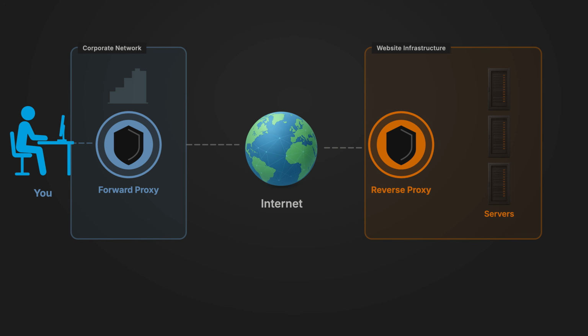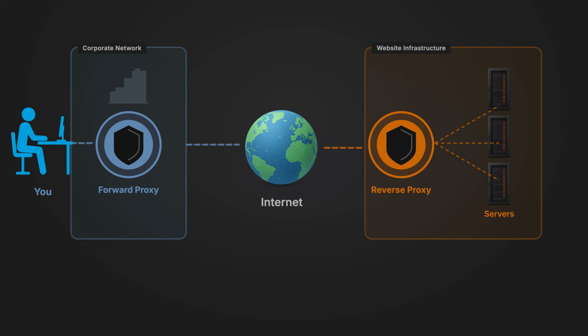Let's walk through a request hitting both. You're at work, you click a link. Your request hits the corporate forward proxy, it gets logged, your IP is swapped for the proxy's before the request leaves the network. The request reaches the website, but lands at their reverse proxy first. The proxy routes it to an available server. Response comes back the same path.